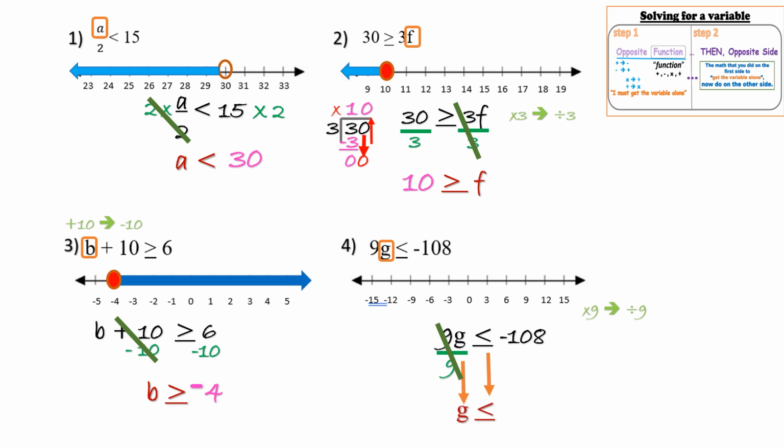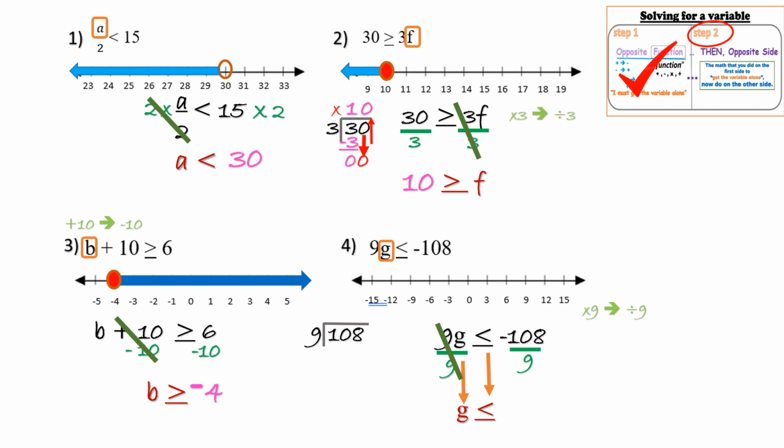So I bring down my variable, and I bring down my inequality sign. I have my variable alone. So now I've done step 1. I go to step 2. Now I'm going to go to the opposite side. I'm going to divide by 9. Now I notice that I have a negative 108 divided by 9. That's an integer question. So our very first lesson on integers was, can I multiply and divide integers? Yes. First step, do the math. Then we talk about the sign.